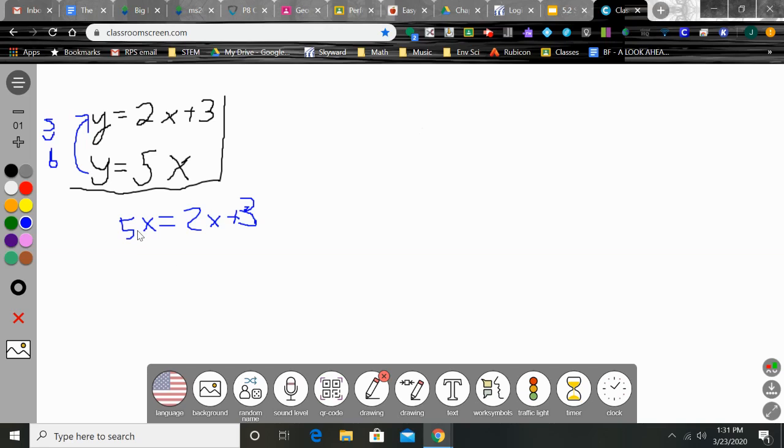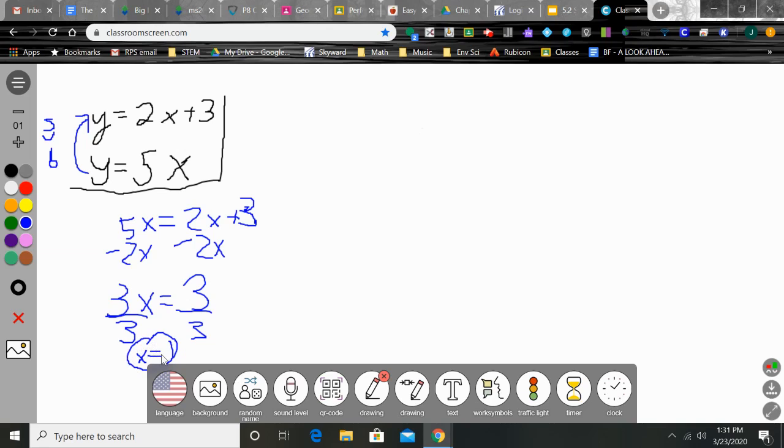So here we have 5x's on this side and 2x's on this side. So to make life easy, I'm going to subtract 2x from both sides. 5x minus 2x is 3x. Okay. 2x minus 2x is 0, so I'm left with just 3 on this side. So all I need to do is divide both sides by 3, and x equals 1.